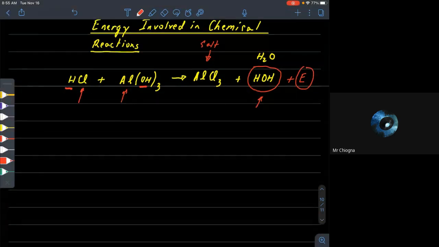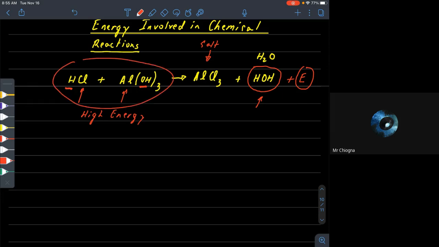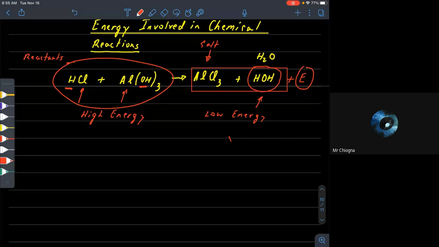Okay? So you go from high energy with the reactants. Remember, this side is the reactants. To low energy with the products. This rectangle box is the products. Don't worry about balancing it. You can come back and do that yourself. The main point is that you end up with lower energy products.